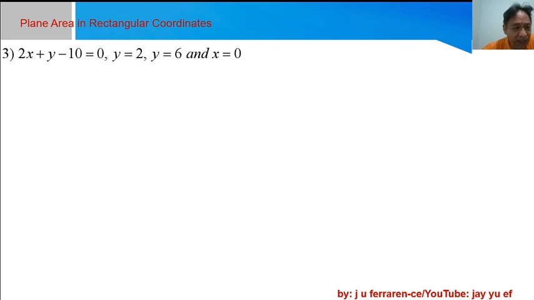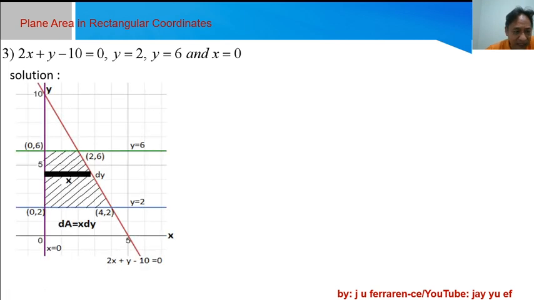So, if you take the graph, this is what we have formed. Usually, you have to start with curves which are easy to trace, like the horizontal lines, then the y-axis. So, if you have to graph that manually, y equal to 2, y equal to 6, the y-axis, that's a boundary, then I'll be looking for this.